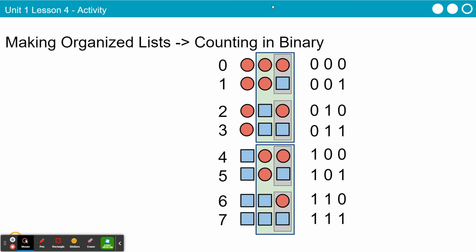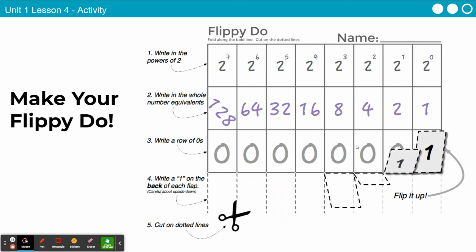Now, in binary, with each place value, once you get to the third place value, you only have 7 possibilities beyond zero, all right? So this value, 3 place values, is 0. Then once I add the 1, it's now valued 1. Once I add the 1 here, 0, 1, 0 is actually the value of 2. 0, 1, 1 is the value of 3. 1, 0, 0 is the value of 4, etc., etc. So what you're going to do now is you're going to make your Flippy-do. And your Flippy-do, you're going to fill it out, and here's your example. That's exactly how you're going to do it, all right?